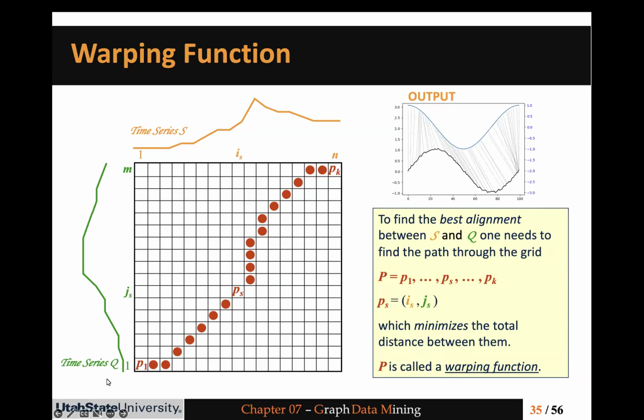In fact, staying along the diagonal and not deviating too far away towards the corner is a better warping path, although it might not be the most optimal in terms of total distance in general. So we're going to see those rules as we move along the warping path in the next slides.